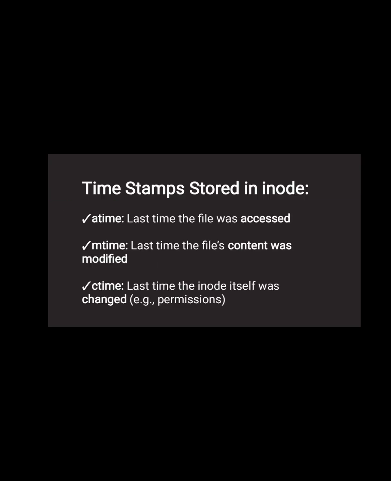Timestamps stored in inodes are atime, mtime and ctime. Atime is used to display the last time the file was accessed. Mtime is used for the last time the file content was modified. Ctime is used for the last time the inode itself was changed, for example permission.